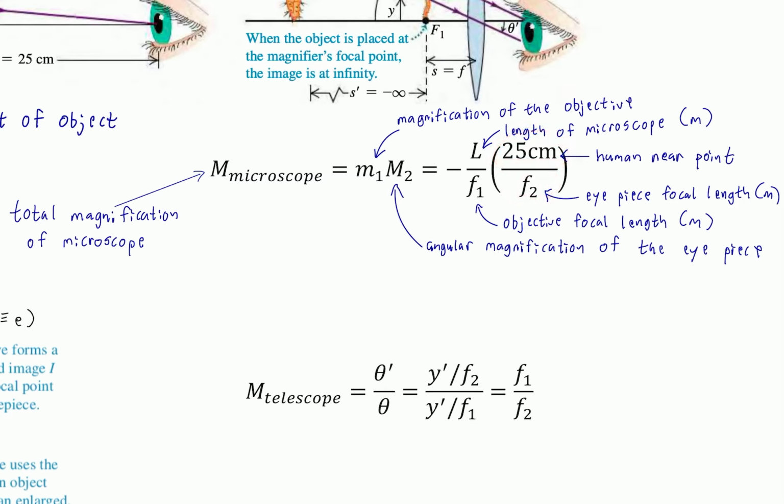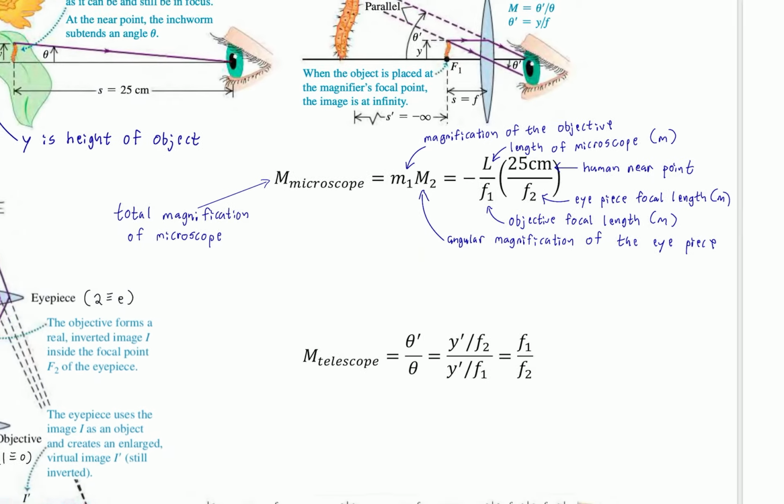And this should look like angular magnification because it has the human near point that we were just justifying, that shows up in the expression for angular magnification, right? L is the length of the microscope, so it's a distance. There's that human near point. F2 is the eyepiece focal length, because 2 denotes the eyepiece, and then F1 is the objective focal length, okay?